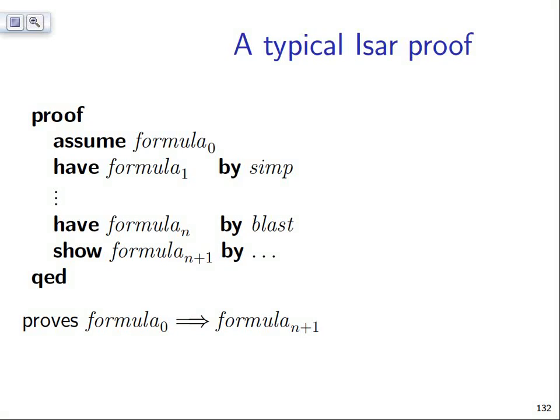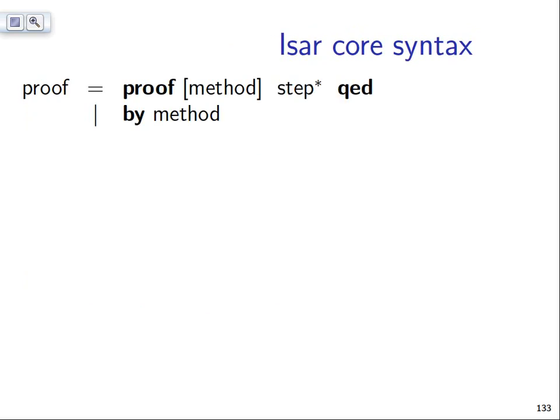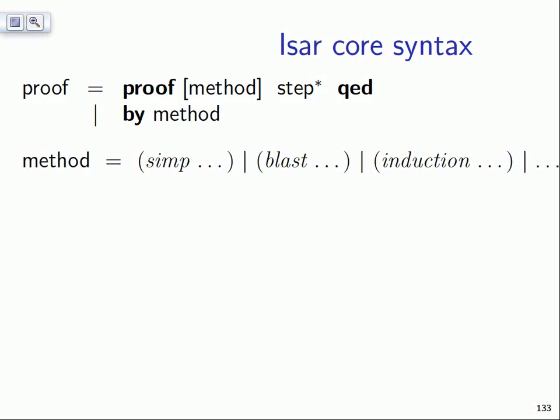So this is what you see here. There you have a sequence of steps, assume, have, and show. And then it's closed by a QED. Or the proof can be an atomic thing where you just say by and then some proof method. And the proof methods are the ones that we have already seen, simp, blast, induction, or whatever.